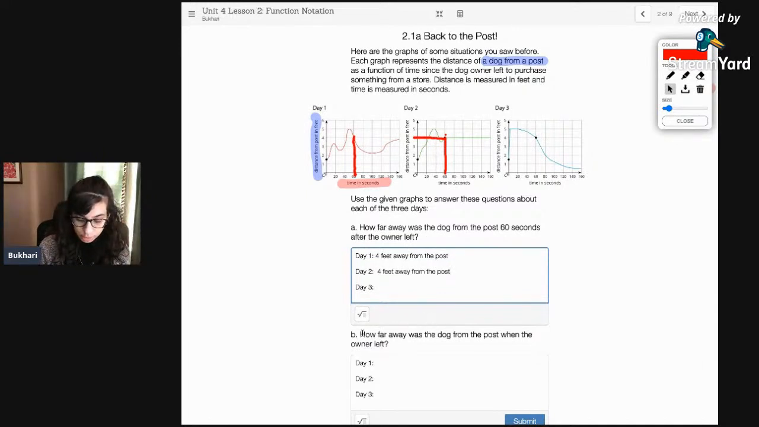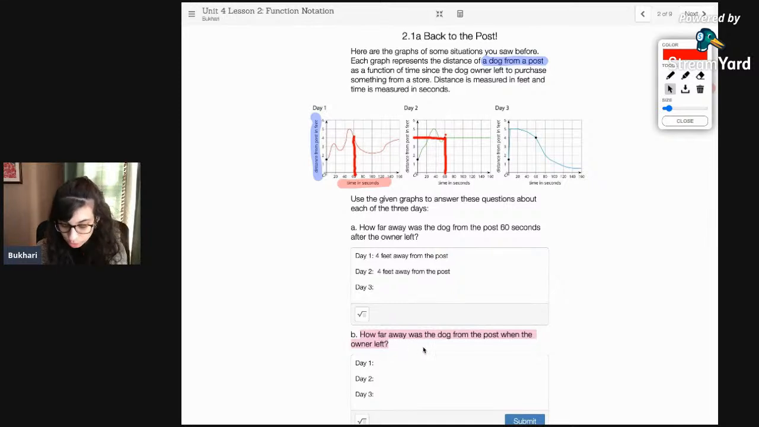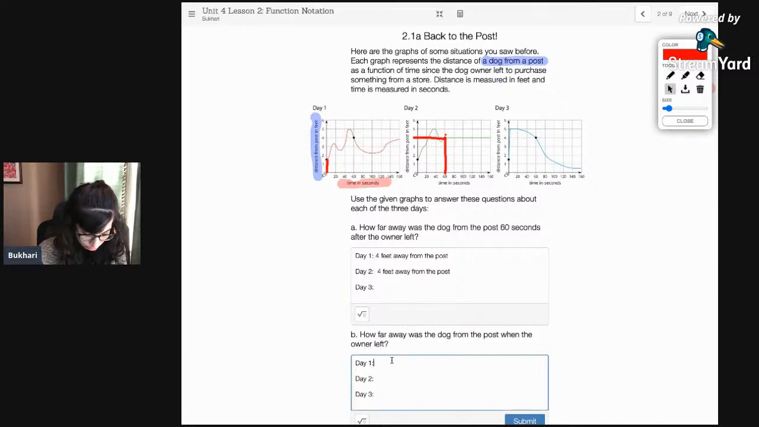Right now, we're talking about how far was the dog away from the post when the owner left. All right, when the owner left, I know that that is 0, right? There's no time passing since he left. And so at 0, what is happening in my function? We are looking for how far away. We're looking for our output, which is our distance. And so I know that at 0 time, my dog is around 1.5 feet away from my post.